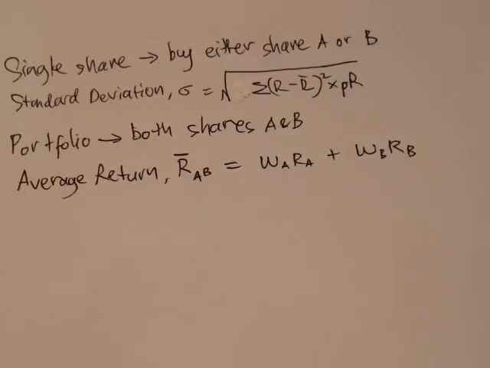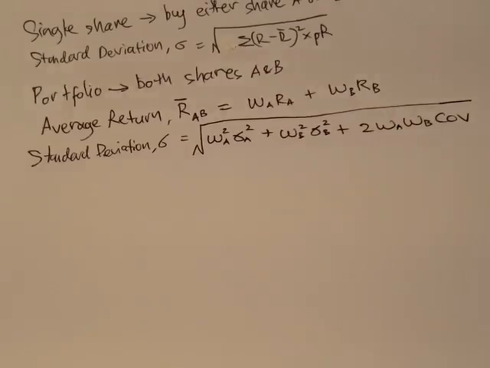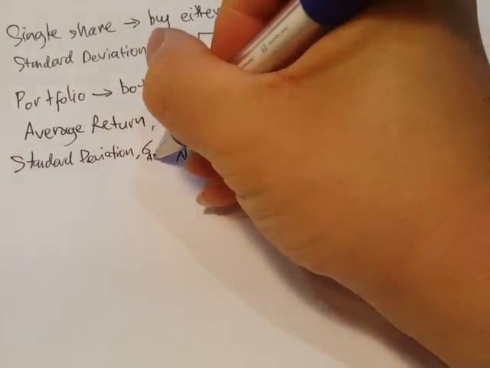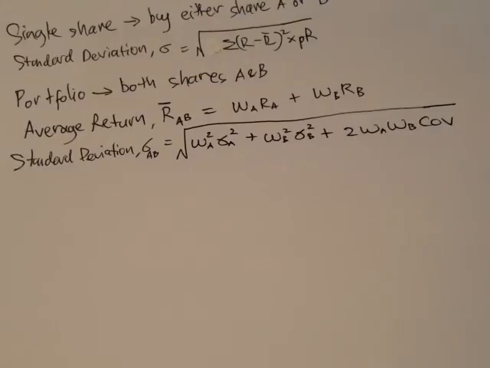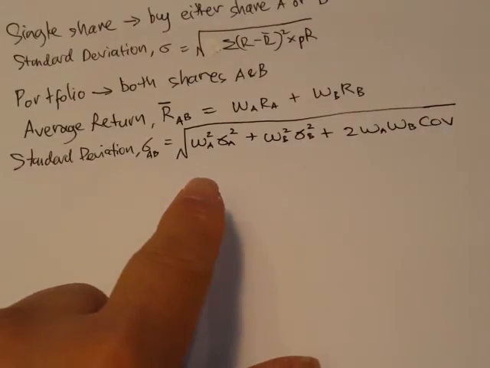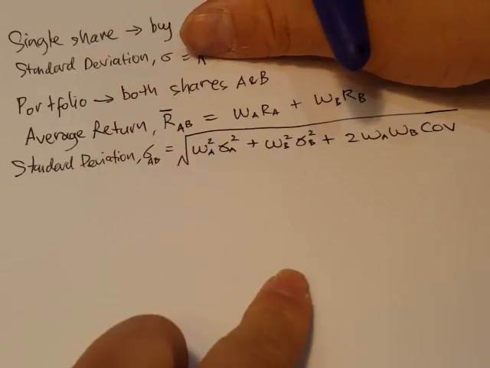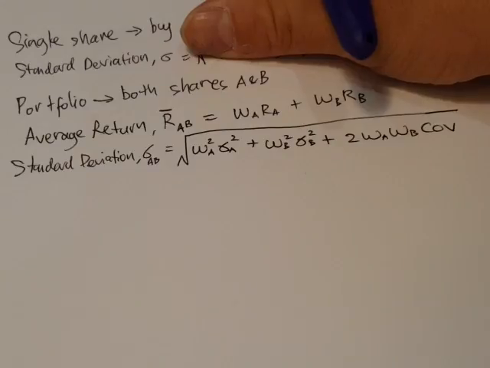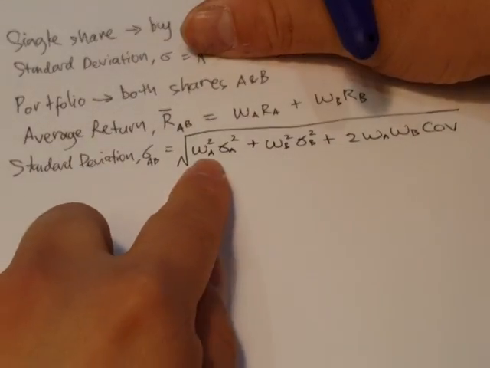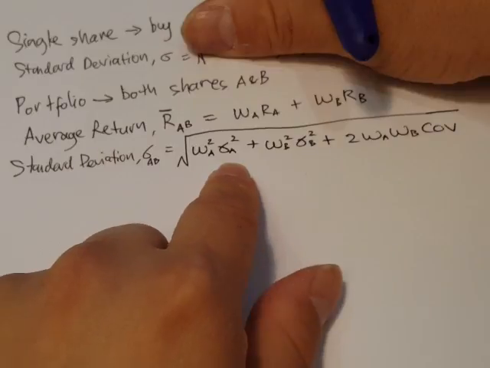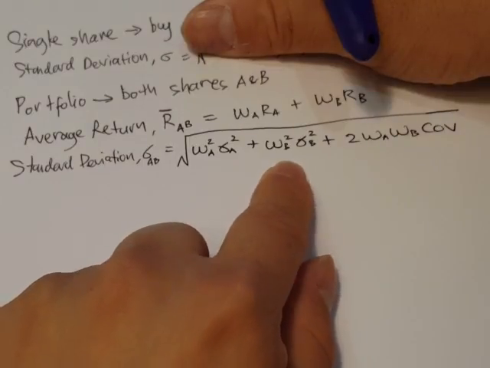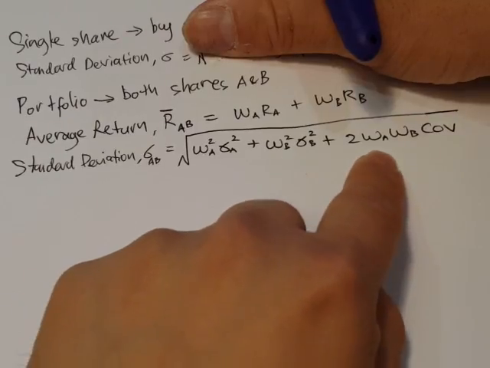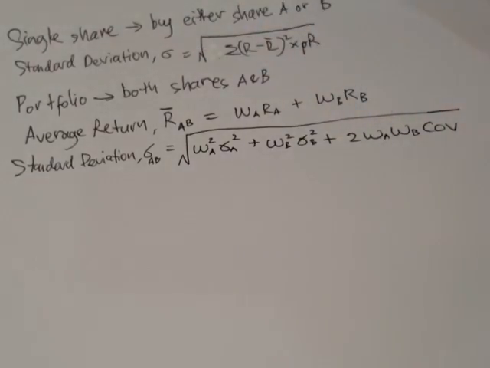Standard deviation also follows a different formula. Standard deviation for portfolio AB, I mean standard deviation for portfolio of 2 shares, is given by this formula. You can't use the single-share one. If they give you a weight, then this formula has to be used because your investment now is in 2 shares. Weight A to power 2 times standard deviation of the first asset to power 2, plus weight B to power 2 times standard deviation B to power 2, plus 2 times weight A, weight B, covariance.